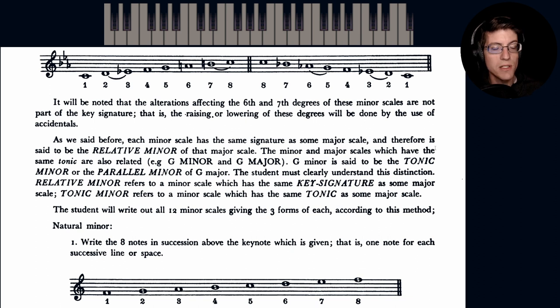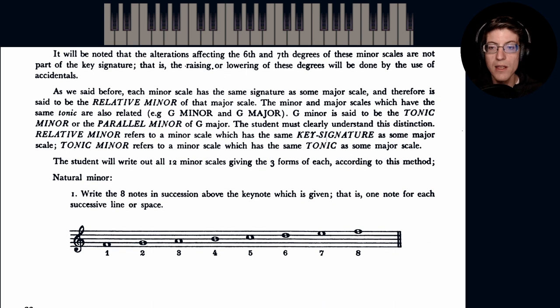The student must clearly understand this distinction. Relative minor refers to a minor scale which has the same key signature as the same major scale. Tonic minor refers to a minor scale which has the same tonic as some major scale. The student will write out all 12 minor scales, giving the three forms of each, according to this method.